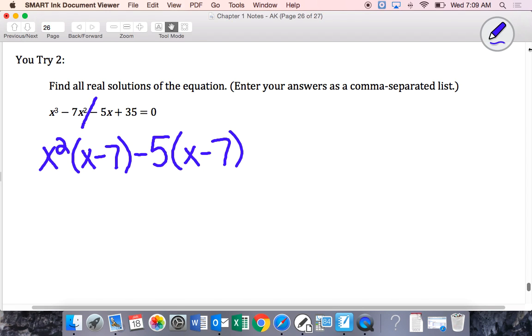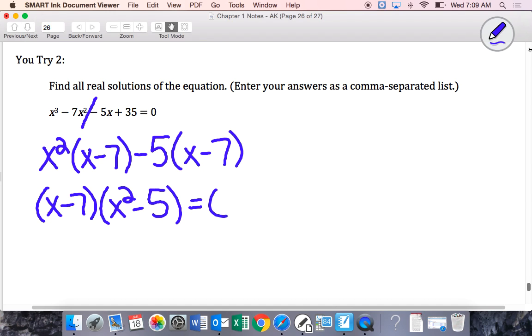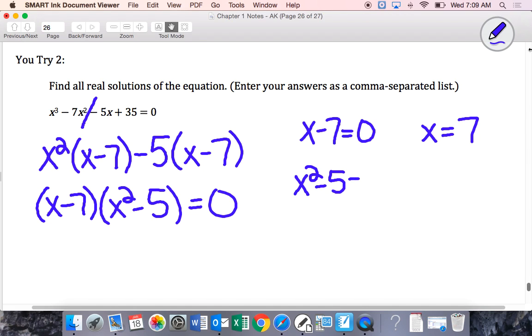Again, if you're trying to figure out what to factor, you're trying to think, what can I divide both of those by? Now, when I do my parentheses, I've got x minus 7, because they're both x minus 7, and x squared minus 5. If I set those equal to 0, I can find my solutions. So I get x equals 7. Then I've got x squared minus 5 equals 0.